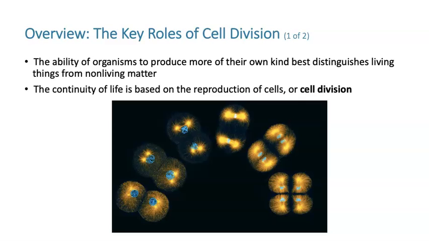overview of mitosis. To start out with, it's very important to realize that organisms have to be able to produce more of their own kind, and that is one of the key factors to distinguish living things from non-living things. So, the ability to reproduce. And the way that life reproduces is by reproducing at the level of the cells.